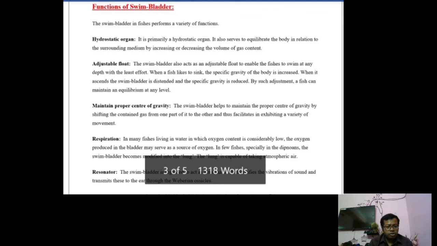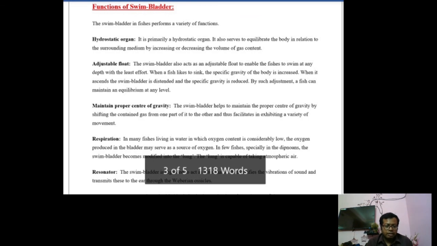Next, respiration. The air present in the swim bladder is also used in respiration in some fishes because it's just a sac-like structure, and the air enters through the mouth and passes the esophagus through ductus pneumaticus. It enters into the swim bladder, and the capillary network that is present around the swim bladder absorbs the oxygen from there.